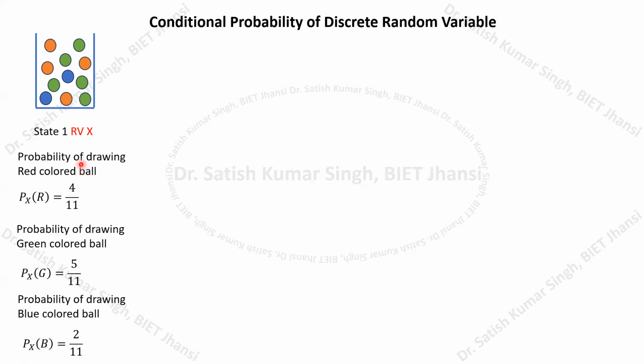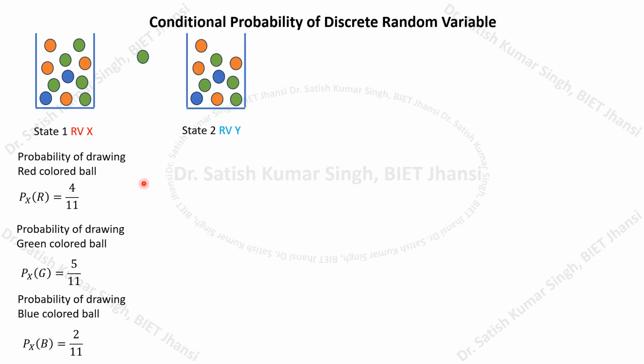So obviously, the way we have calculated the probability, in a similar way you can calculate it: it is 4 by 11, it is 5 by 11, it is 2 by 11. I have already explained that. It is calculated as the ratio of the total number of favorable outcomes divided by the total number of possible outcomes, right?